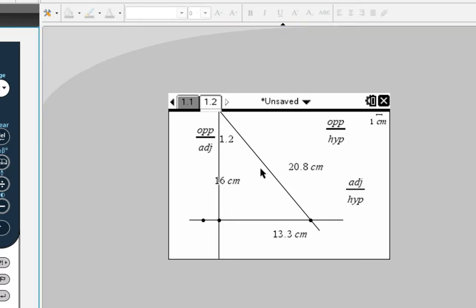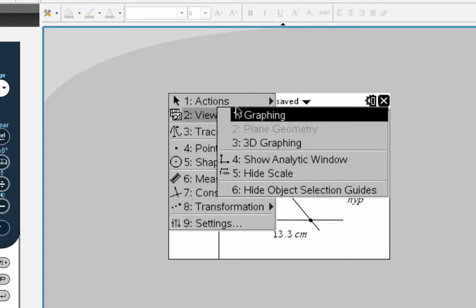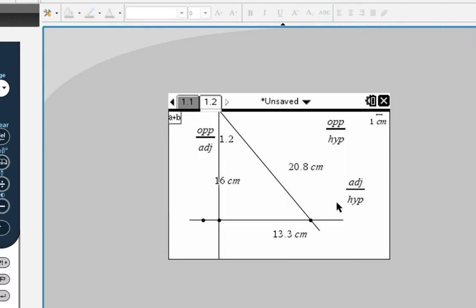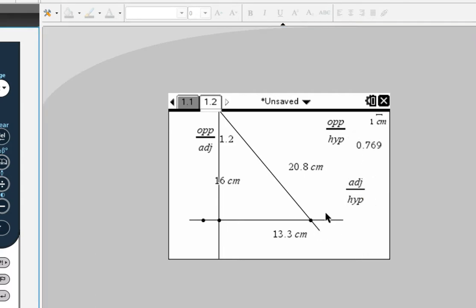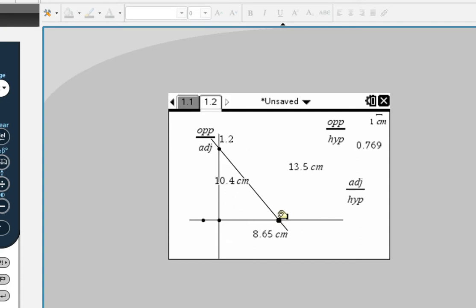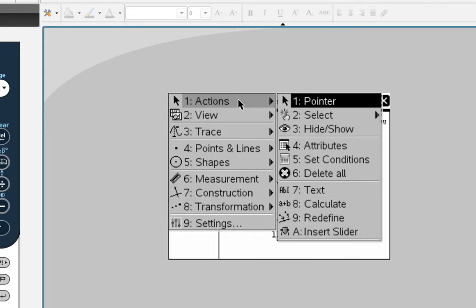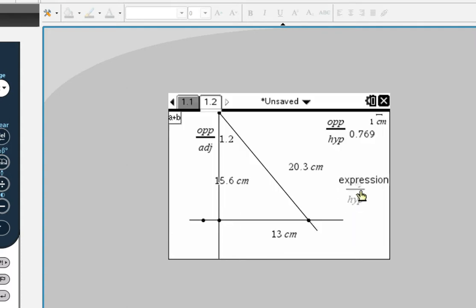Same thing's going to happen on these other ones. I'll show you those too. We'll calculate this one here. It says select hypotenuse, that's that guy. Opposite side, that's that guy. Put that number right there. Then again, I'm going to move this around, and you can see that this ratio, this 0.769, always stays the same. That one's called the sine ratio: opposite over hypotenuse. And then the last one of all the ratios that we have is this one.